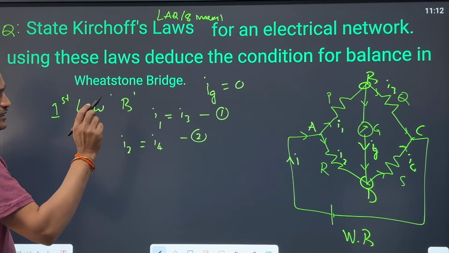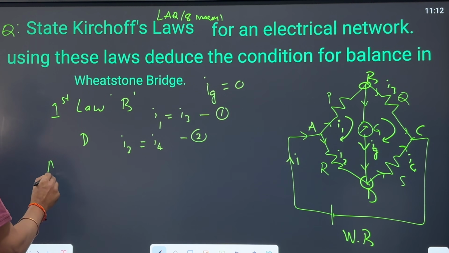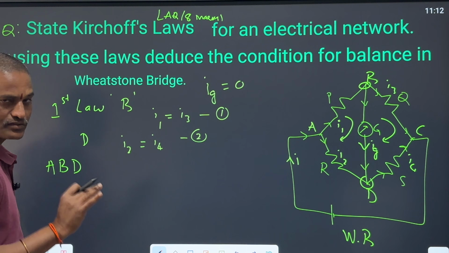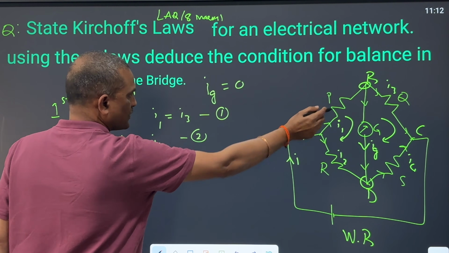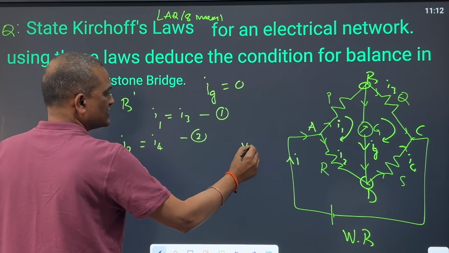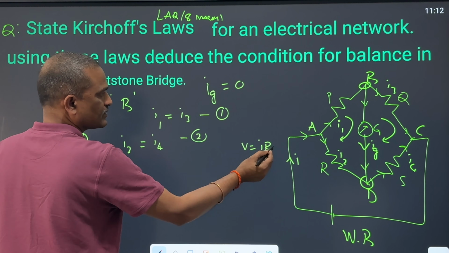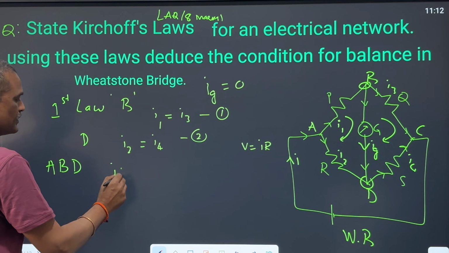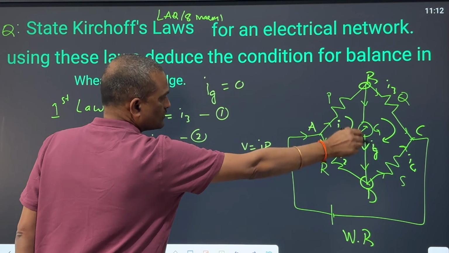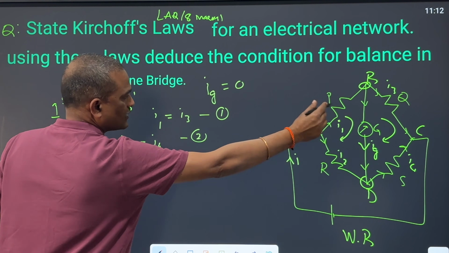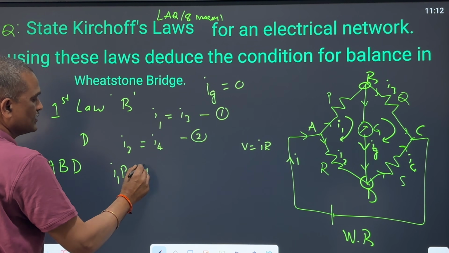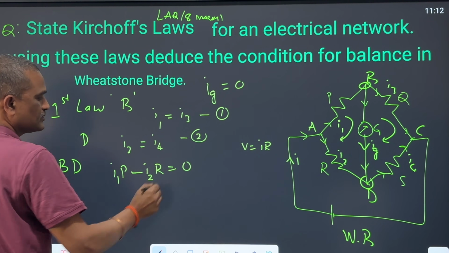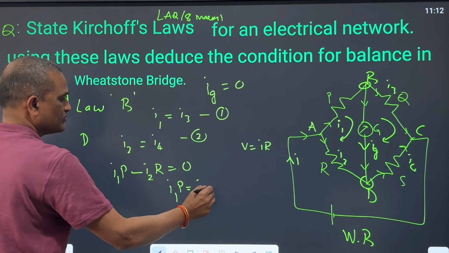Now I apply Kirchhoff's second law. Take the loop A, B, D. This is the first loop. In this loop, there are no electric cells, so there is no question of EMF. So only voltage drops. The voltage drop across P is given by, from the formula V is equal to IR, voltage drop is equal to current times resistance. So this is I1P. Anyhow Ig is 0, so no need to consider. You are going in clockwise direction. Here the current direction is opposite, so you have to take minus. So this is I2R. This must be equal to 0. I1P is equal to I2R.